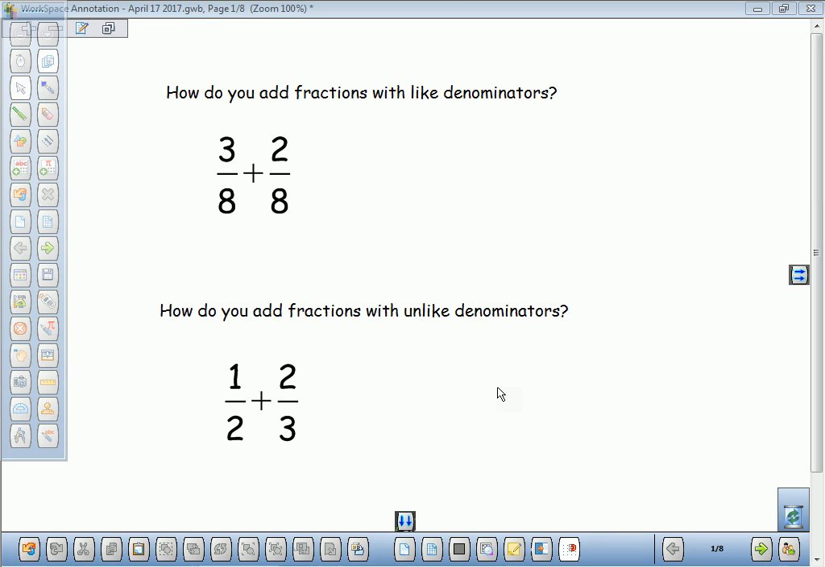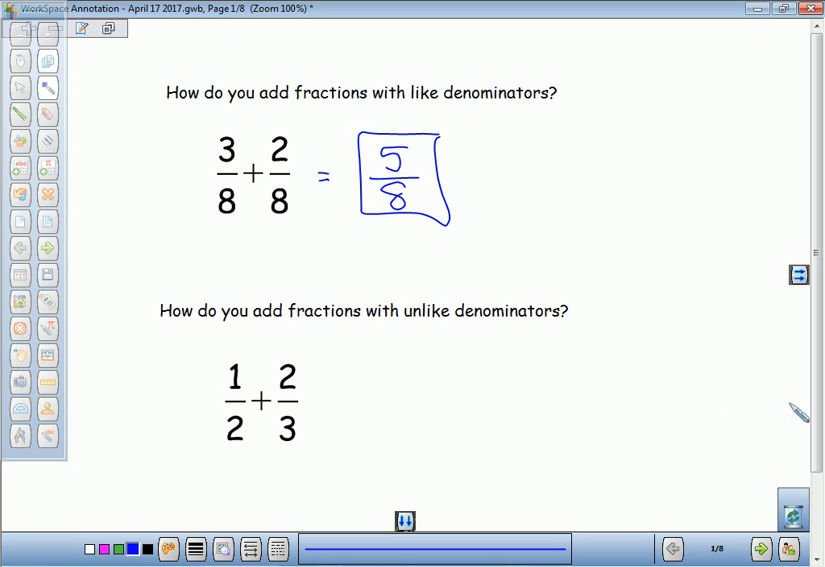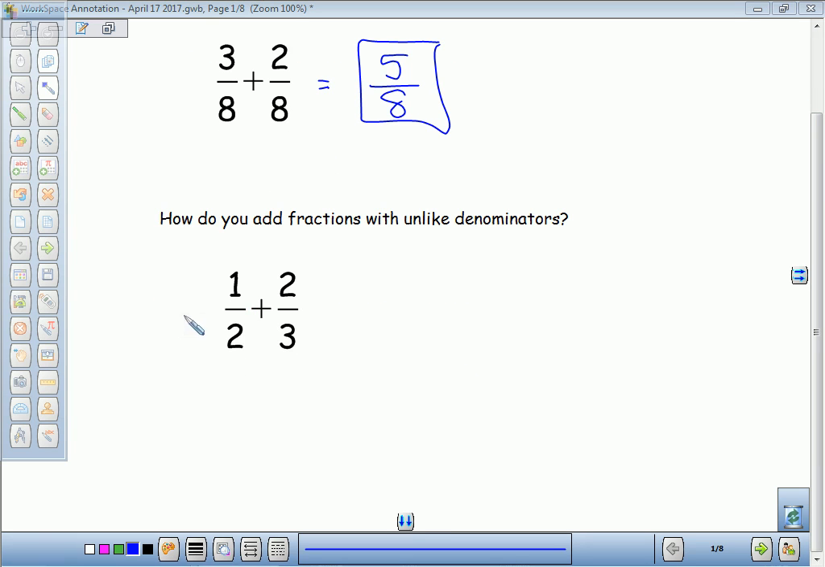Okay, so with the first one, when we already have like denominators, if we're adding and subtracting fractions, we don't have to do anything with the denominators. They're already the same. So what we would do is just add the numerators. So on number 1, 3 plus 2 is 5. So 3/8 plus 2/8 is 5/8. We're done. Okay?